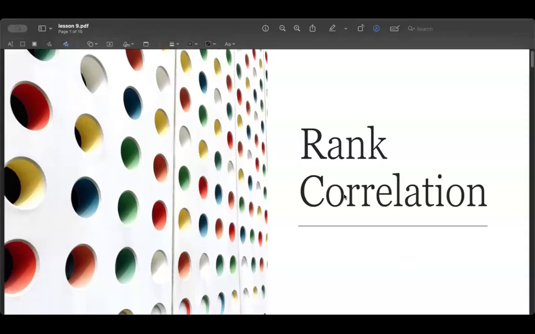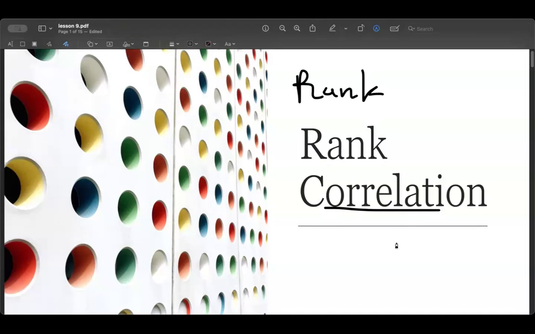So here we have the rank correlation part. Now we already know about the correlation. We do this correlation for two numerical variables. How are we going to calculate the correlation coefficient? That we also already know.